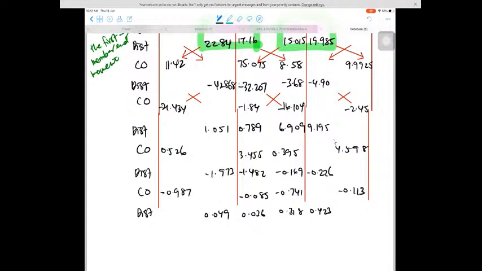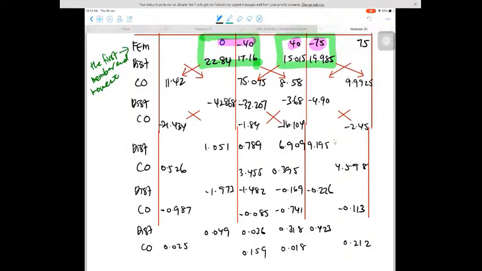Okay, carry over first. 0.049 divided by 2, we get 0.025. 0.036, this is 0.018. 0.318 divided by 2, it is 0.159. 0.423 divided by 2 is equal to 0.212. Okay, how many distributions until now?